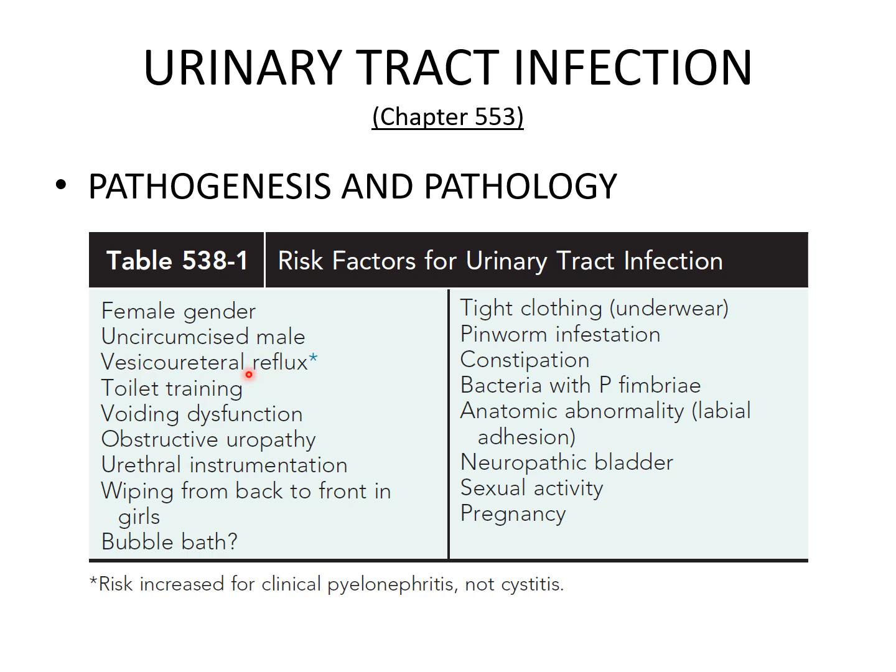Other risk factors: uncircumcised male, vesicoureteral reflux, which we will talk about later, toilet training, voiding dysfunction, obstructive uropathy, urethral instrumentation like inserting catheters, and wiping from back to front in girls when you go to the bathroom. It should be front to back, but if you wipe from the rectum going to the front, then that is another risk factor. Also tight clothing, pinworm infestation, constipation, bacteria with P fimbriae, anatomical abnormality like labial adhesions, neuropathic bladder, sexual activity, and pregnancy.